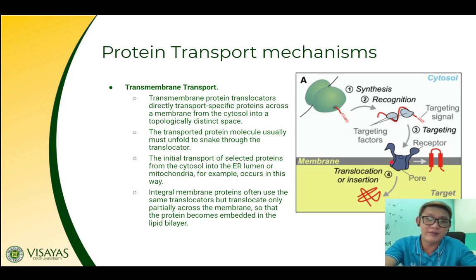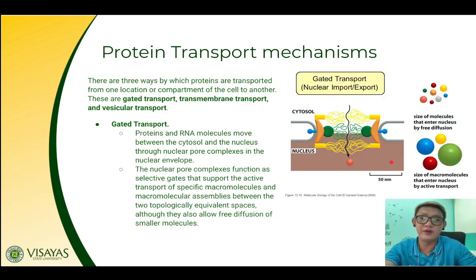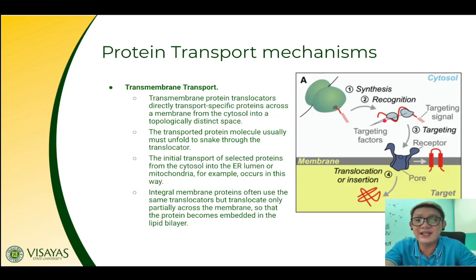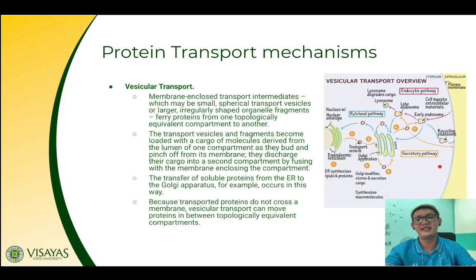Okay, transmembrane. If the transport is to the mitochondria, we know that there is a nuclear complex that acts as a gate, then we call it the gated transport. Okay, so if it is passing through a membrane, that is transmembrane transport. Integral membrane proteins, on the other hand, often use the same translocators, but translocate only partially across the membrane. Okay, just like this. So the protein becomes embedded in the lipid bilayer in the process.